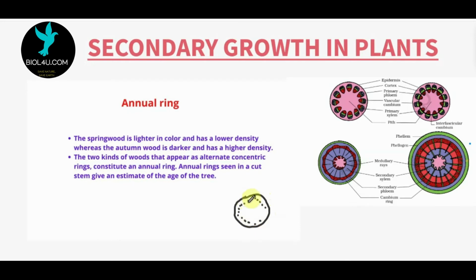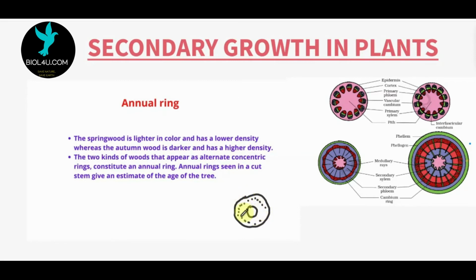So it is produced during the spring, and in the next season, that is the autumn, the autumn wood is produced. This autumn wood is very dark in color, because of the deposition of some chemicals, and not only chemicals, but also because more cells are produced. So it becomes very dense. So spring wood is light colored and has a lower density. Okay. Autumn wood is darker and has a higher density.